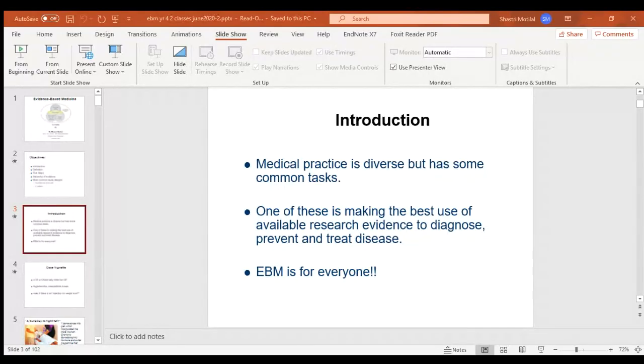The first point I usually make about evidence-based medicine is that this topic is for everybody. You'll be able to apply the things you learn here to your other fields, your other specialties: psychiatry, surgery, ENT, cardiology, any other field. So EBM is really a big overarching topic.